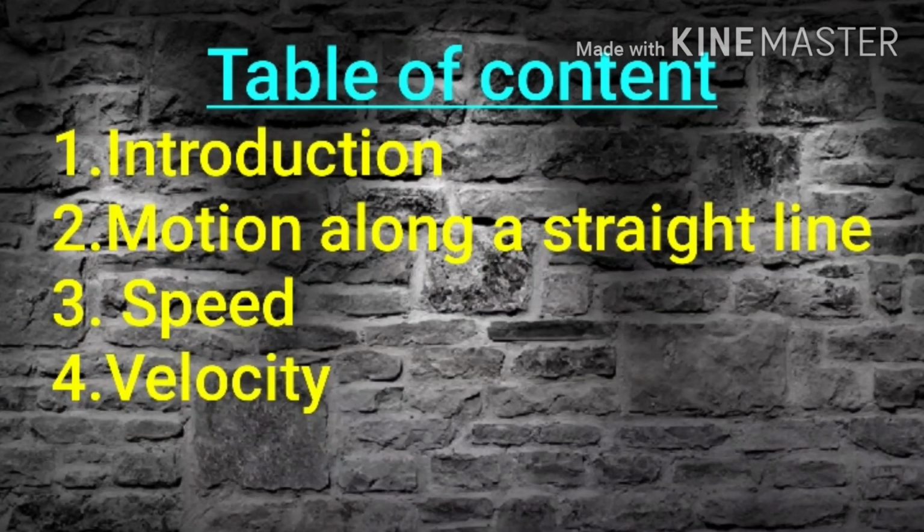In this chapter, we are going to discuss four main concepts. The first one, introduction, and the second one, motion along a straight line. The third one is speed, and the fourth one is velocity.